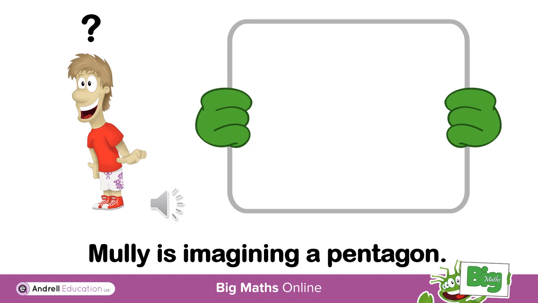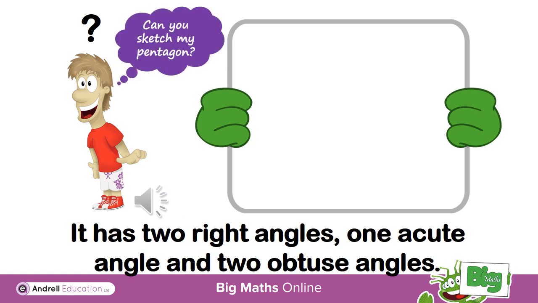Okay, so Molly is imagining a pentagon. Remember, how many sides does a pentagon have? Yes, that's right, 5. This pentagon has two right angles, one acute angle, and two obtuse angles. Can you sketch the pentagon that Molly is thinking of? So sketch it in your books or on a piece of paper. Pause this video because on the next slide, I'm going to reveal what your sketch should look like.